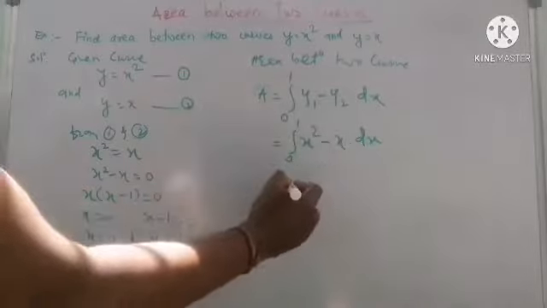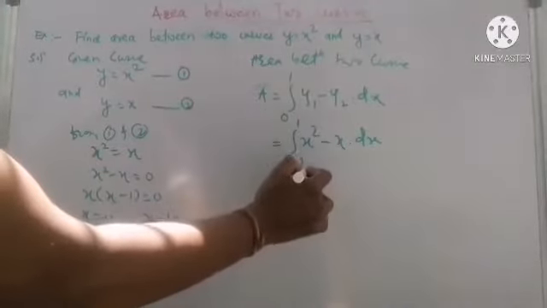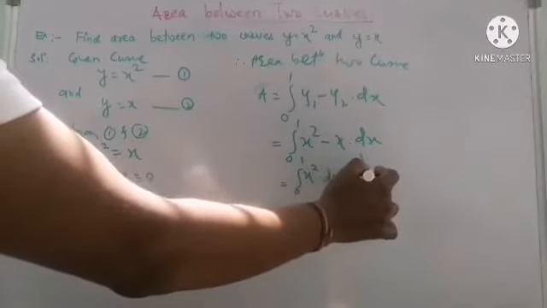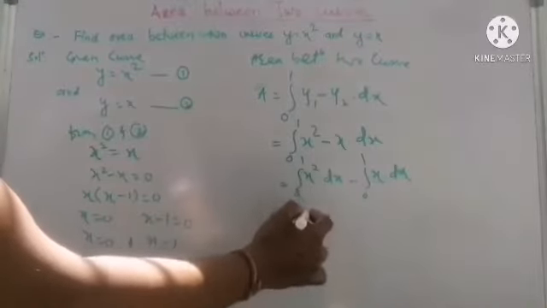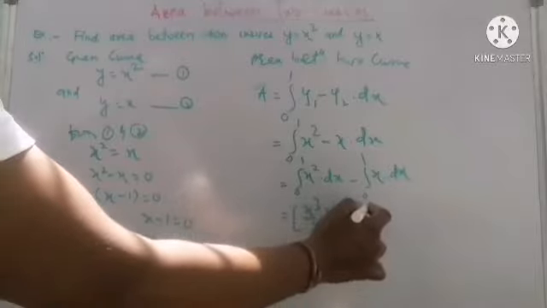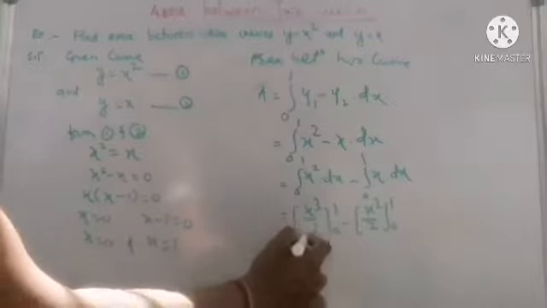Now this simple integration we have to evaluate. As there is a subtraction, we take separate integration of each term. The first is integration of x square from 0 to 1, the second term is x with respect to x. The integration of x square is x cube by 3, as it is a power function, from 0 to 1, minus integration of x, which is x square by 2, with limits 0 to 1.